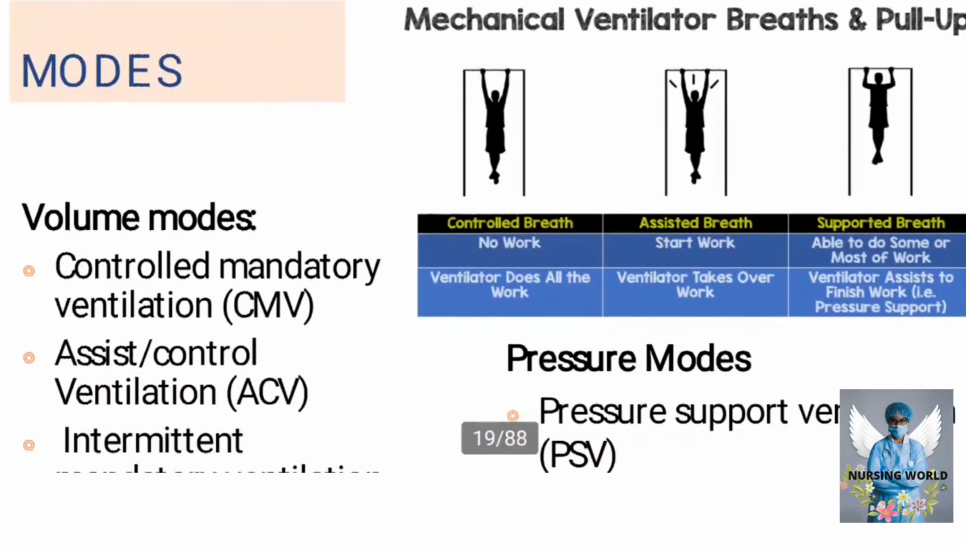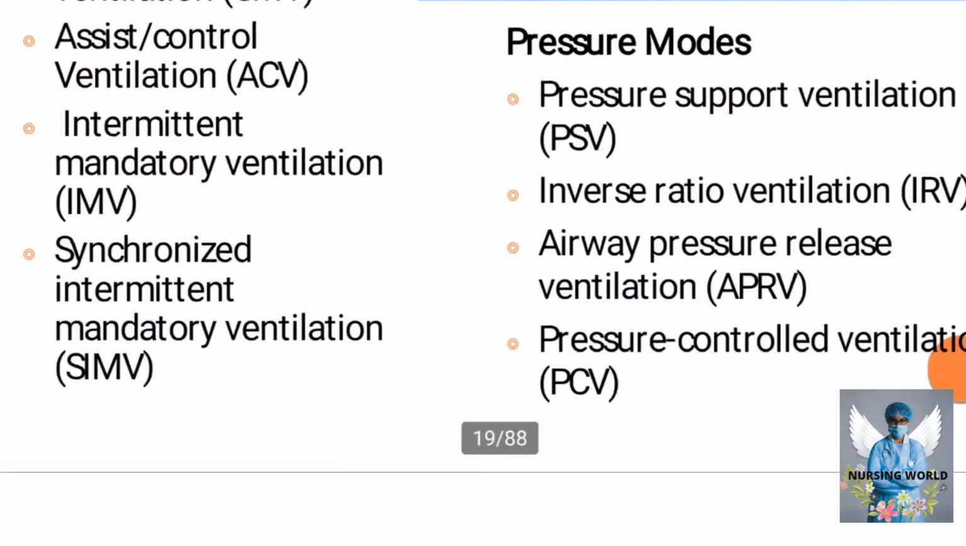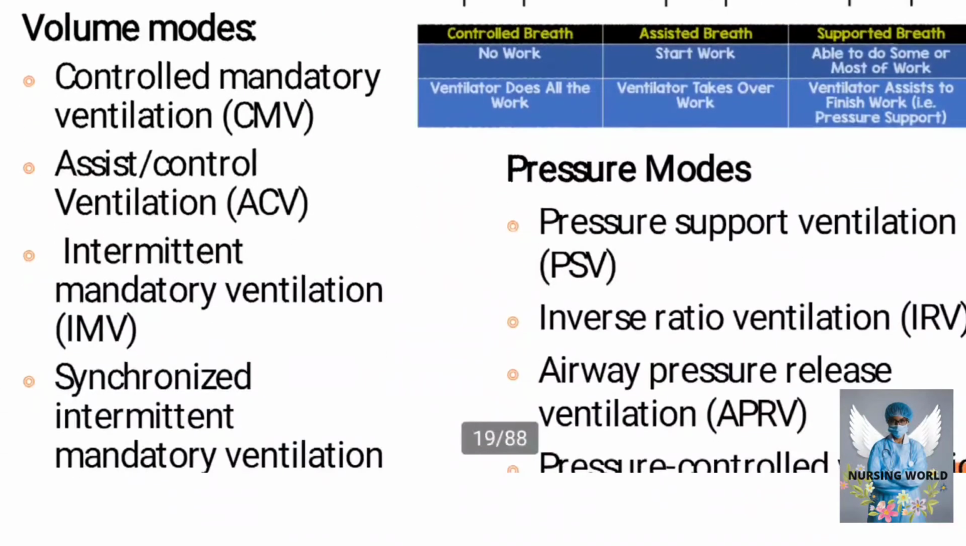The volume modes are controlled mandatory ventilation, CMV, then assist control ventilation, ACV, intermittent mandatory ventilation, IMV, and synchronized intermittent mandatory ventilation, SIMV. Then the pressure modes are pressure support ventilation, PSV, inverse ratio ventilation, IRV, airway pressure release ventilation, APRV, and pressure control ventilation, PCV. These are the pressure modes and these are the volume modes. Hope you understood.